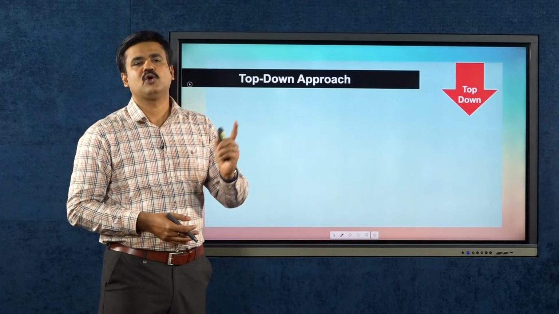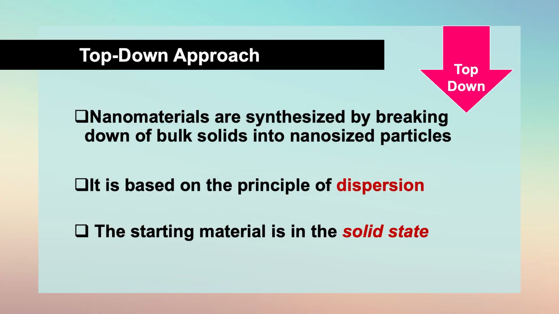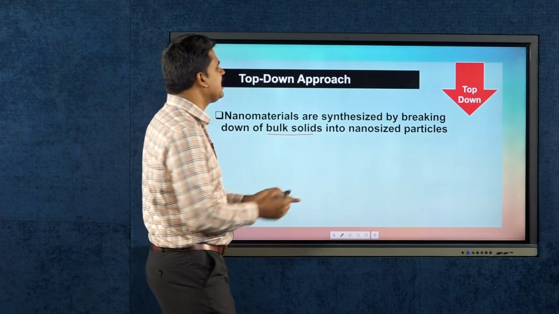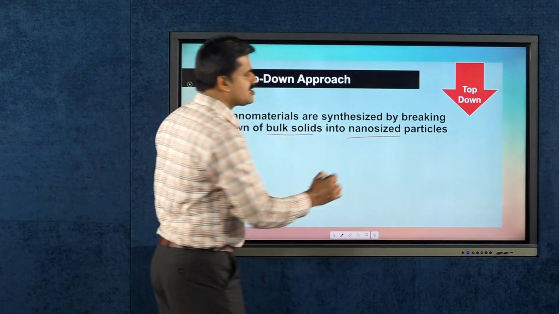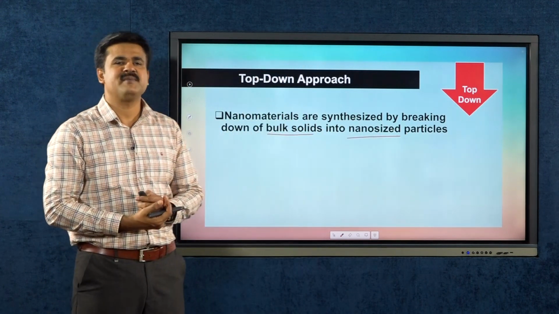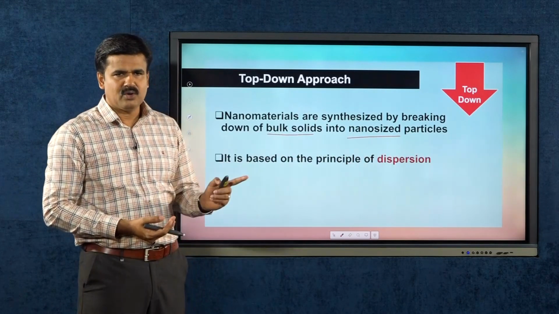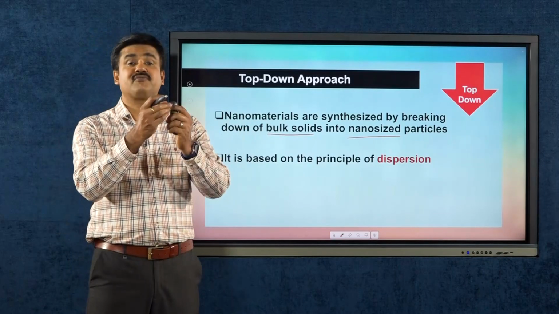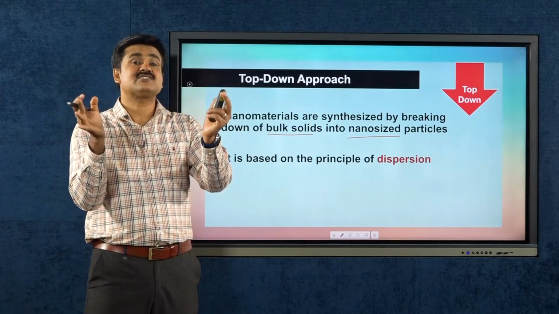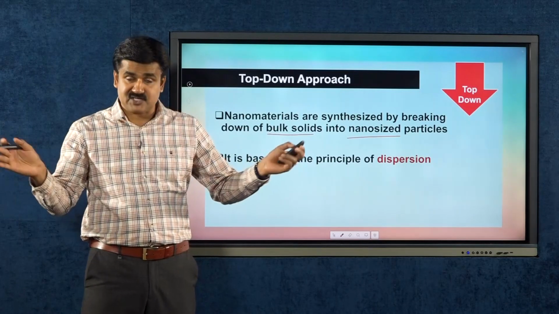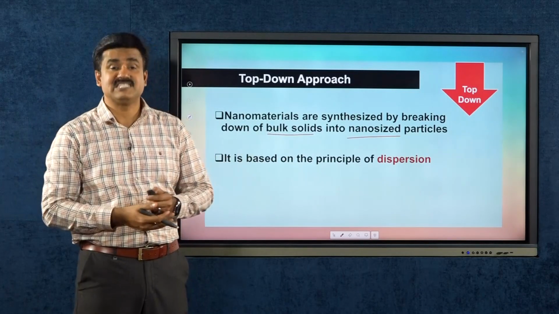First of all, the top-down approach. Nanomaterials are synthesized by breaking down bulk solids, bulk materials. Here we begin from the bulk material, scaled down and broken down into nano-sized particles. This is the concept behind the top-down approach that I mentioned earlier. It is based on the principle of dispersion. A bulk material is totally assembled; it is broken down and separated. So, there is a dispersion.